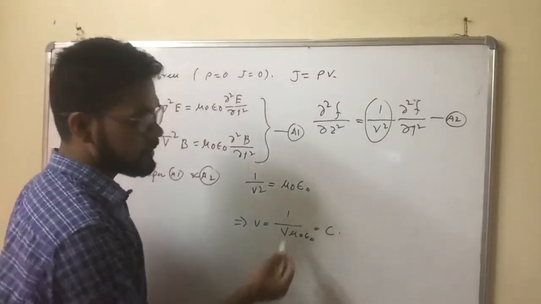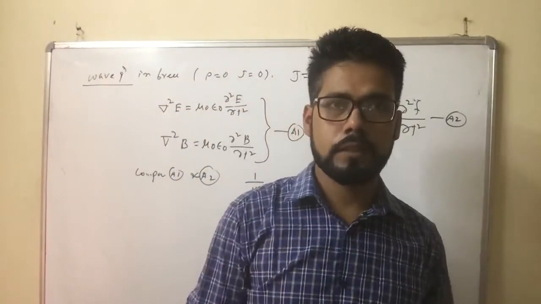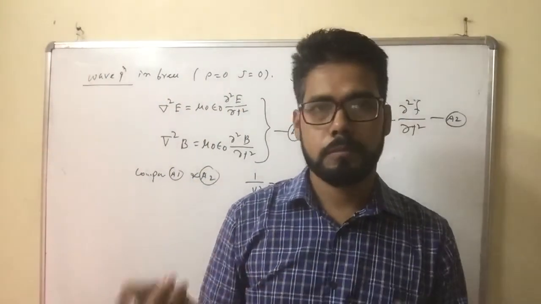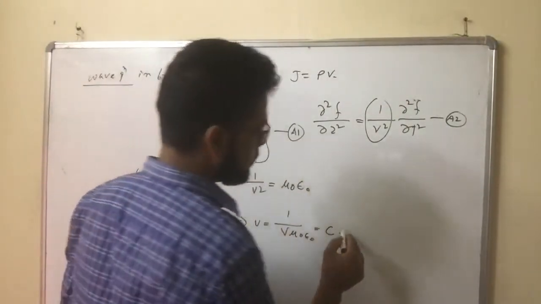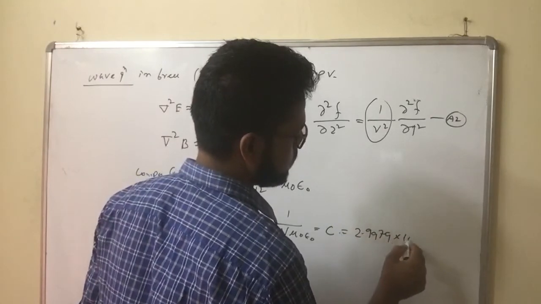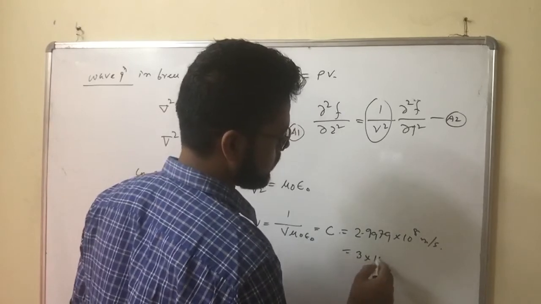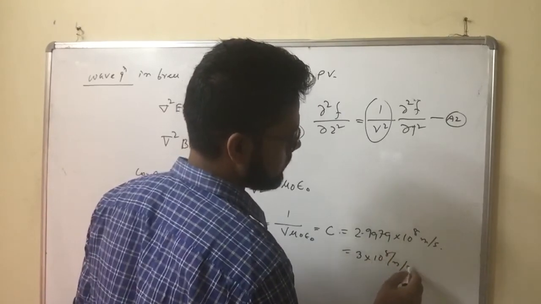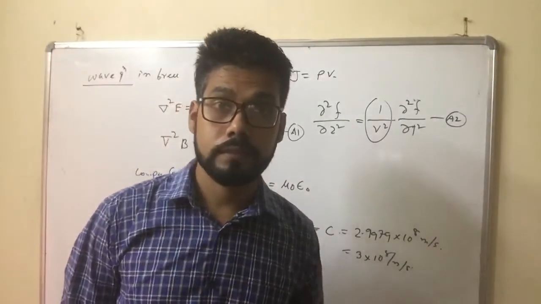Why? If we put this value, mu naught is equal to 4 pi into 10 to the power something, and epsilon naught is equal to 8.85 into 10 to the power minus 12. I am not going to do the calculation. You will get this value, 2.9979 into 10 to the power 8 meter per second. Okay, it is approximately 3 into 10 to the power 8 meter per second. This is called the velocity of electromagnetic wave.